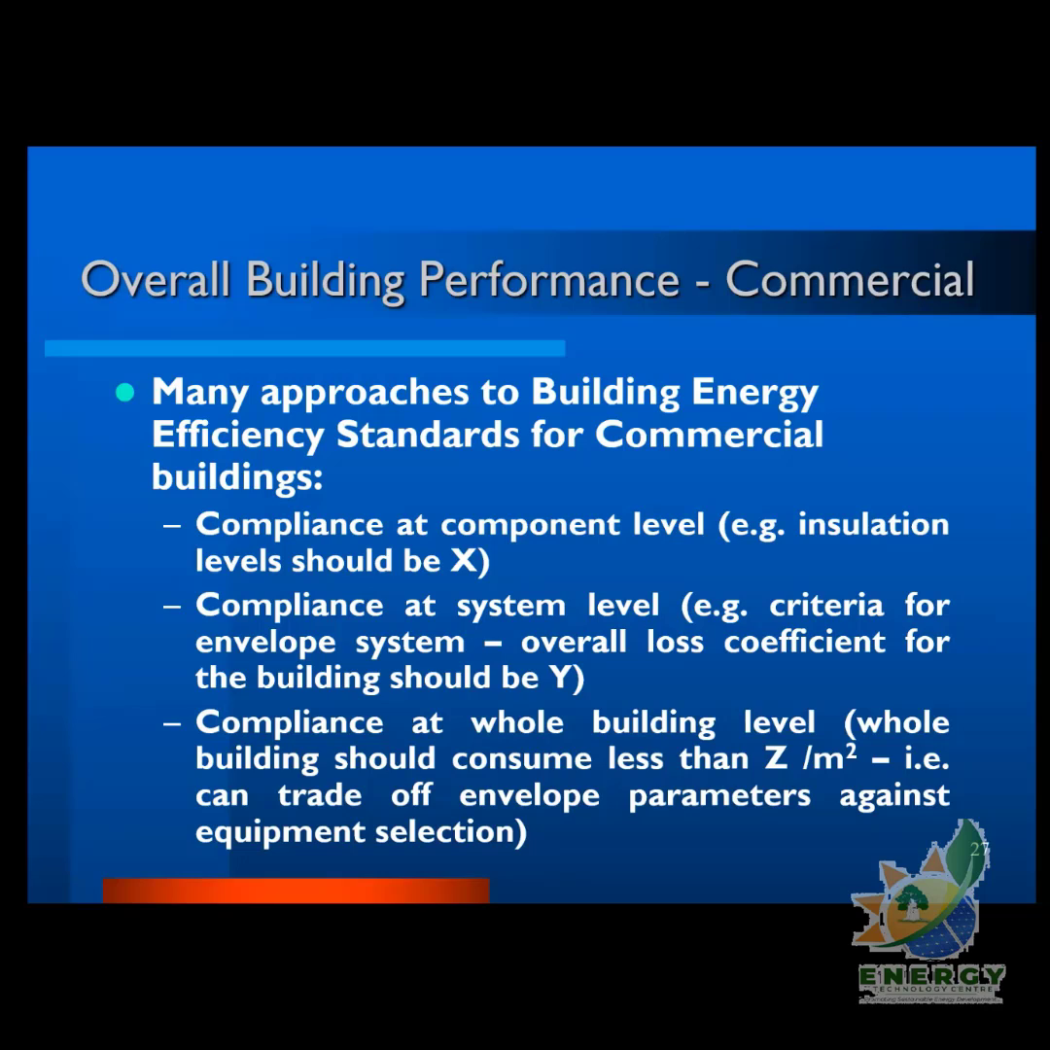Compliance at system levels can also be used in terms of criteria for envelope systems, such as an overall loss coefficient the building should meet. Or there is compliance at the whole building level, where you say that the building should consume not more than a set amount of energy per square meter, when we are talking about the specific energy use parameter of the building, or building energy index. And these are examples that can be used to differentiate between buildings.